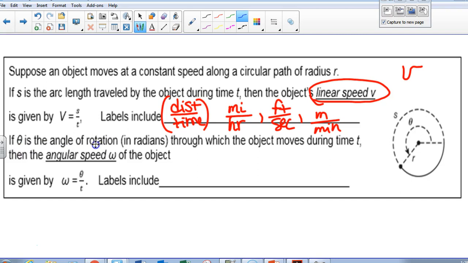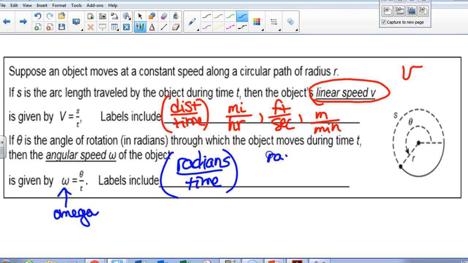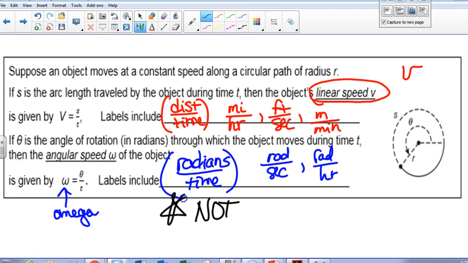If the angle is in radians, then it is called an angular speed, and they use this little omega, okay, to say angular speed is radians per time. So it has to be radians per time. So that might be radians per second, might be radians per hour, etc., radians per minute. Okay, what it is not is RPMs. What does RPM stand for?